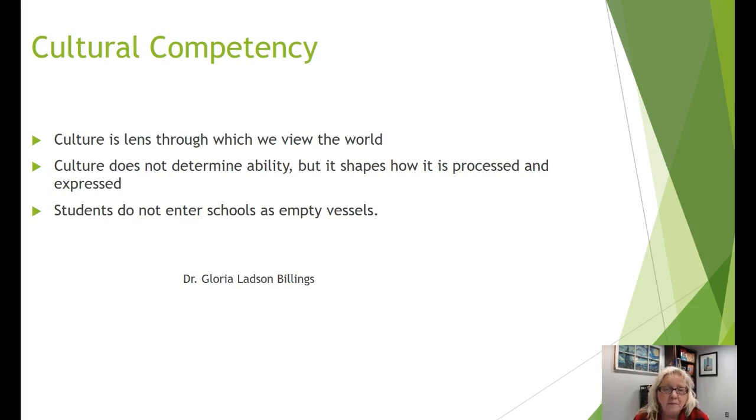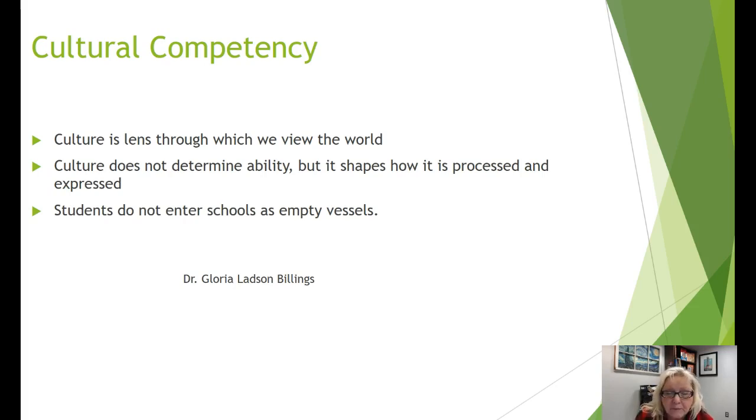So one of the things about being culturally competent is understanding that culture is a lens through which we view the world. So we have a particular way of thinking that's been developed by what has been around us from the start. And culture doesn't determine ability. We can't say that because you come out of a particular culture, your ability is limited or exceeds normal abilities, but it shapes how it's processed and expressed.